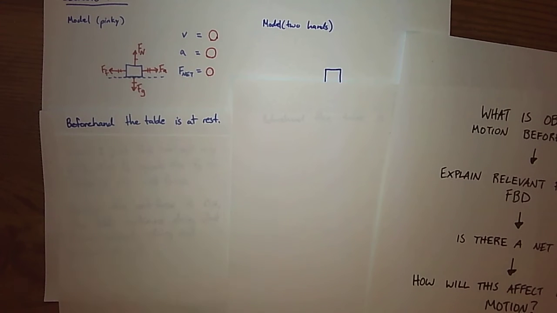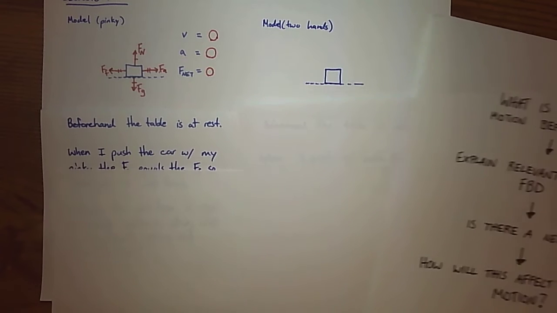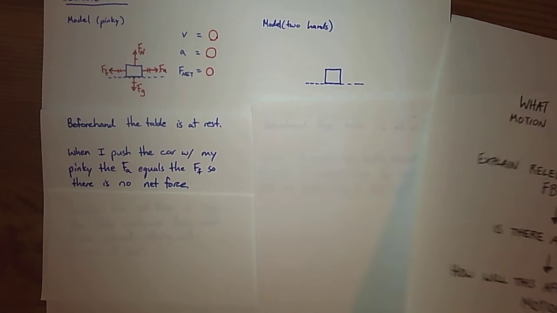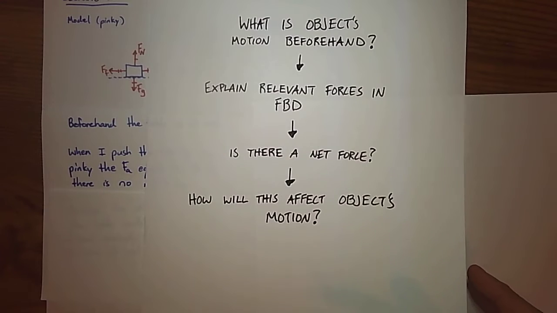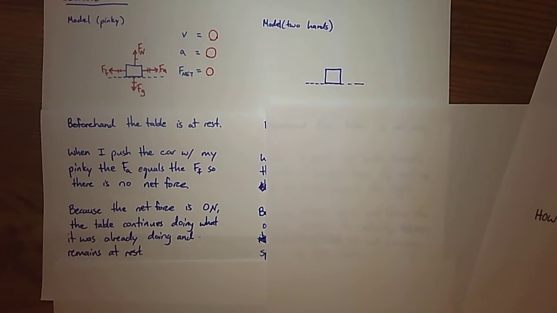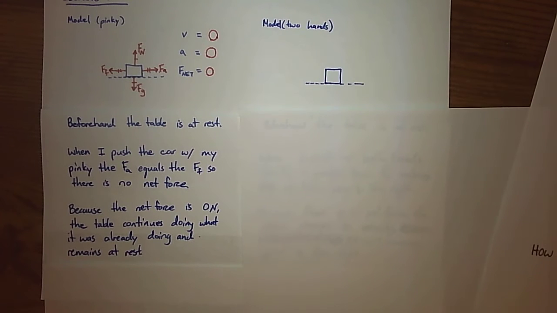So let's apply this. Let's start with the object's motion beforehand. Beforehand, the table is at rest. It's at 0 meters per second. And then when I push the table with my pinky, the applied force equals the force of friction, so there's no net force. Notice that I've hit those first 3 points in terms of my logical progression. Then I just need to finish it up: what will my object do now as a result of this? Because the net force is 0 newtons, the table continues doing what it was already doing and remains at rest. So there would be my reasoning for constructing my explanation.